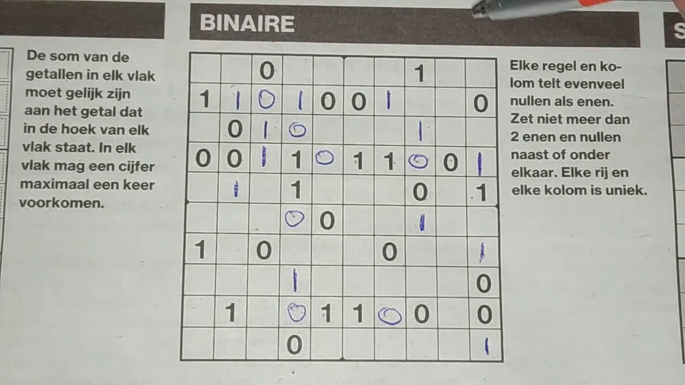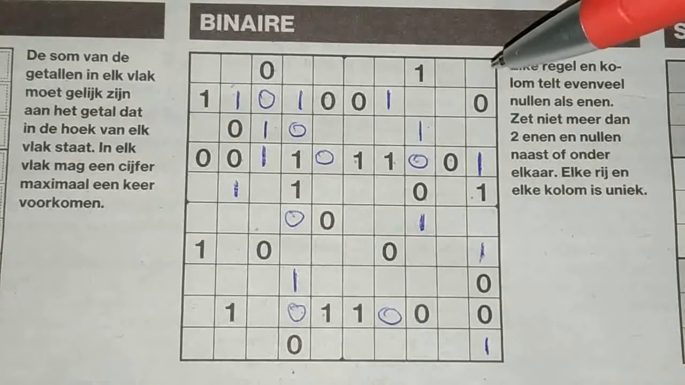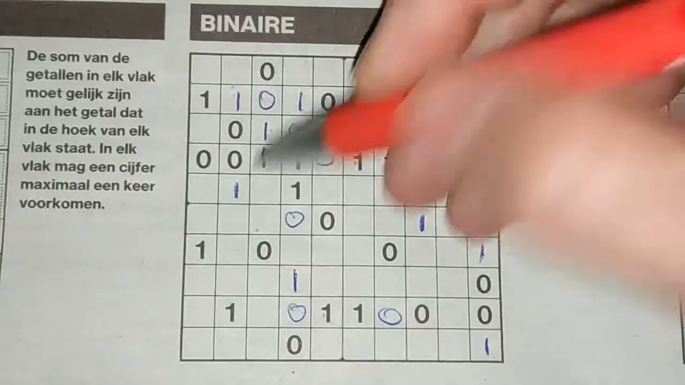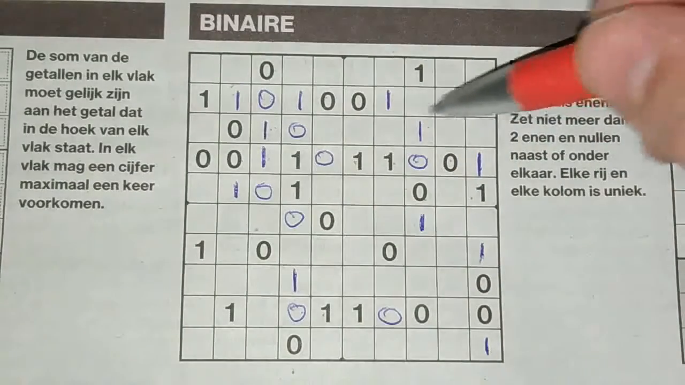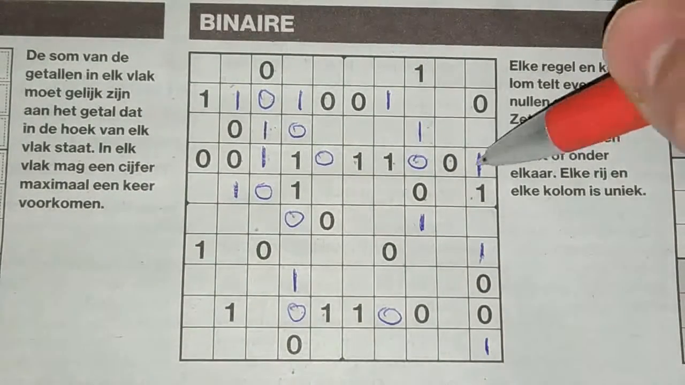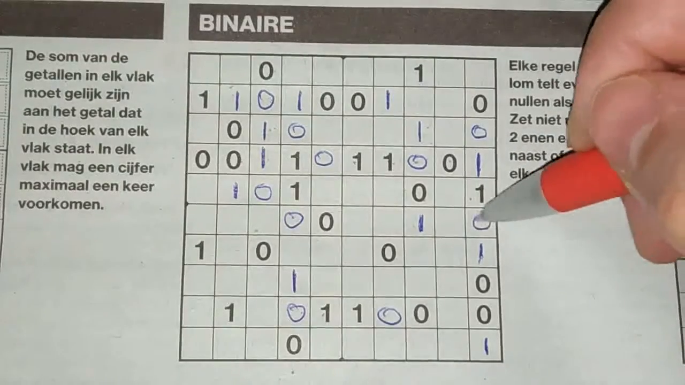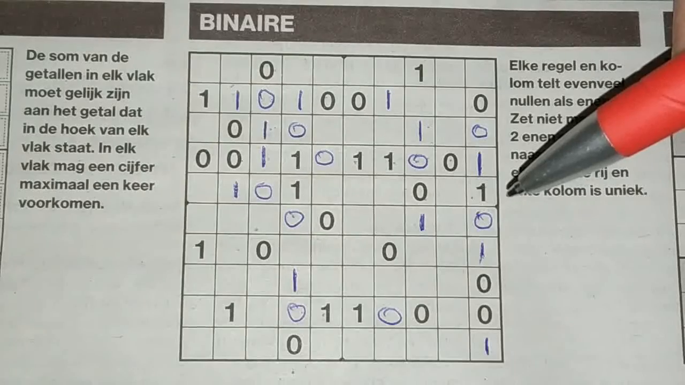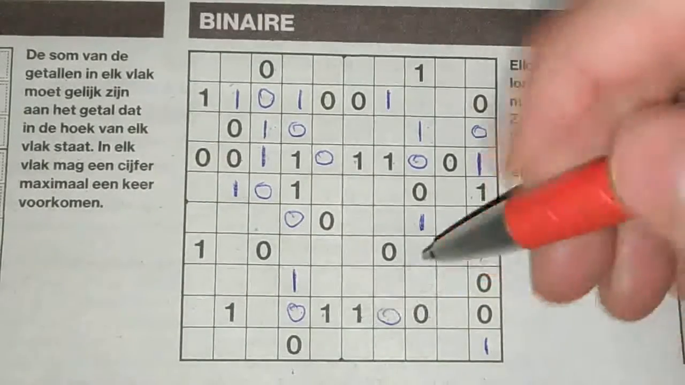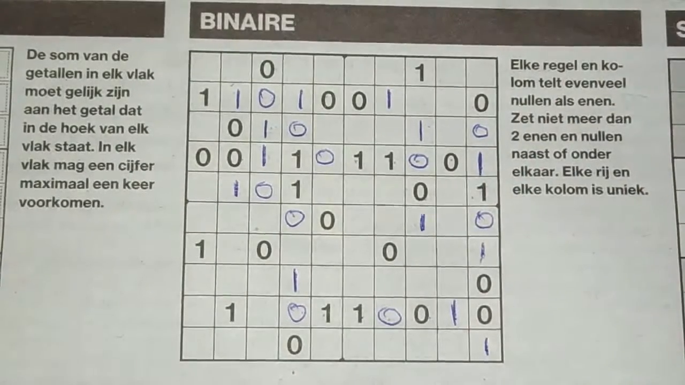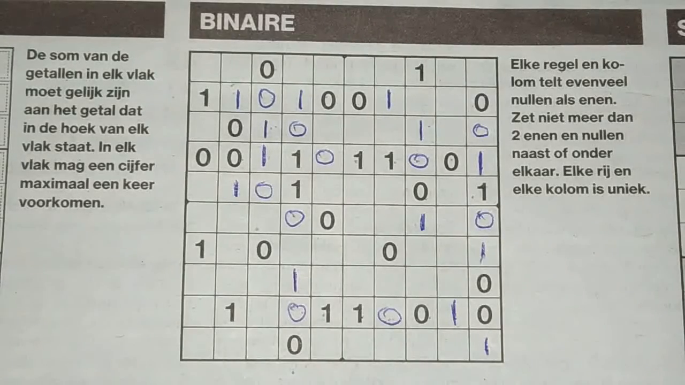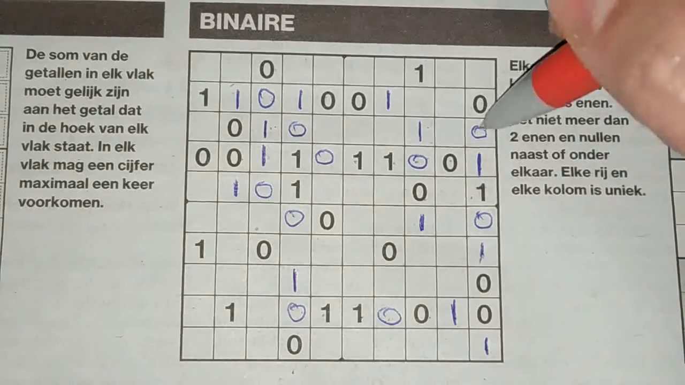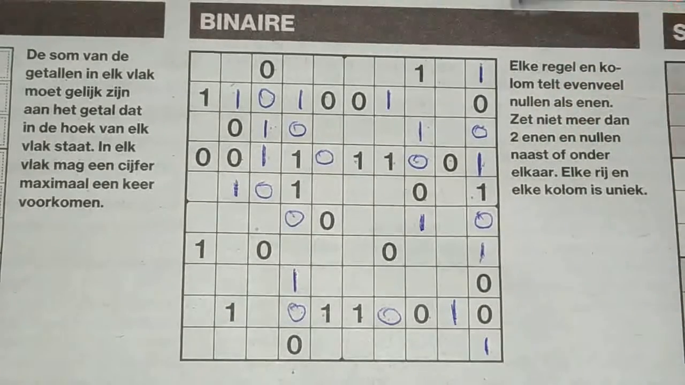And now we go back with the double ones. Double one, here an O, there an O. A double O, here an one, and there an one.